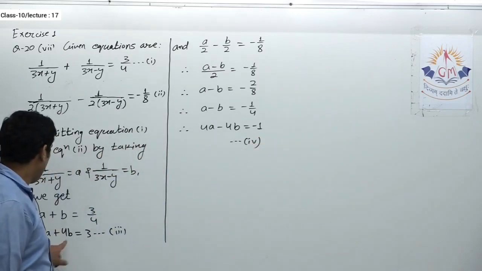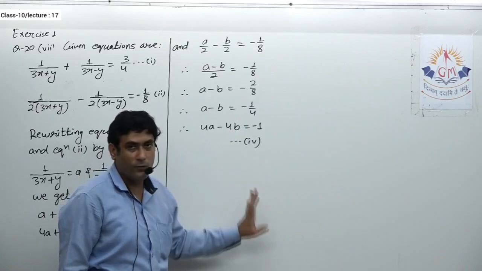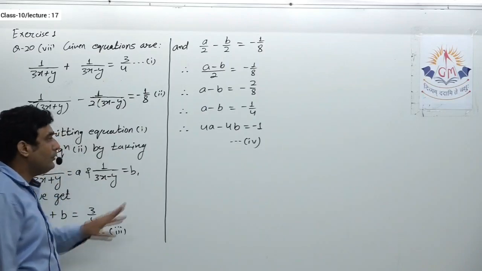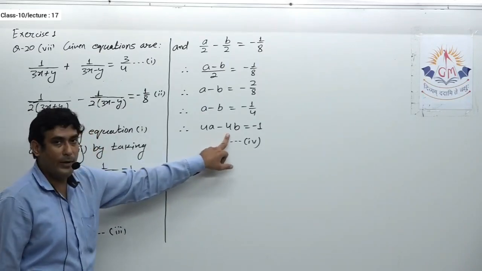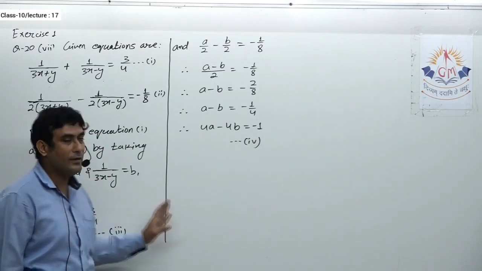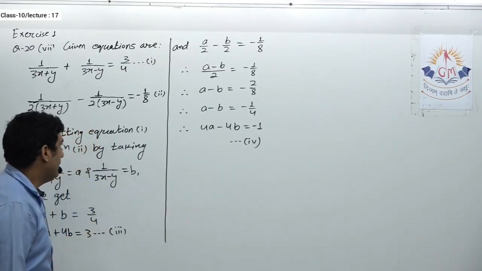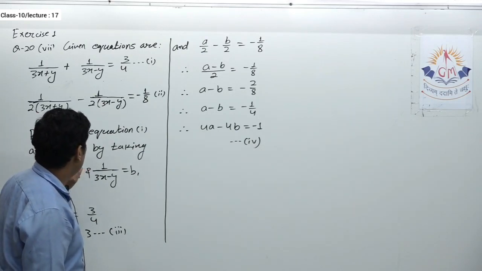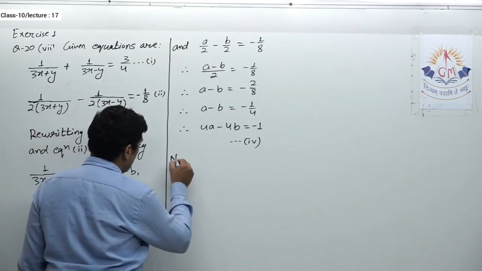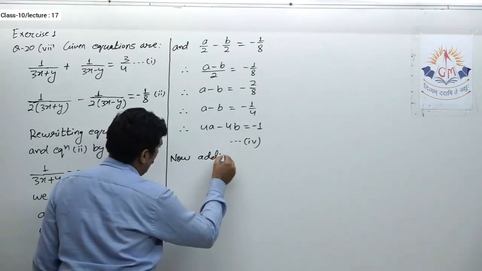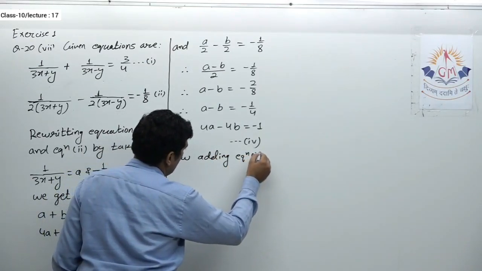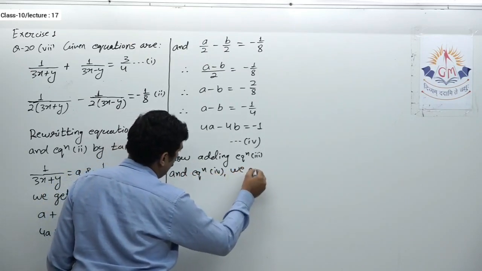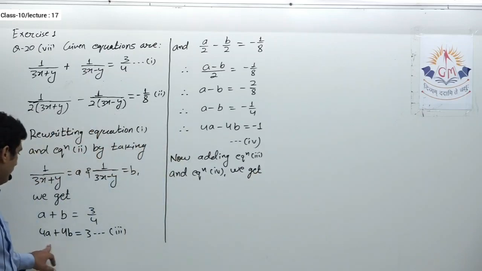Okay, here I got 4a plus 4b equal to 3, here I got 4a minus 4b equal to minus 1. Now you can find it is very easy to simplify further, isn't it? Here we have minus 4b, here we have plus 4b, so definitely we can cancel them just by adding. So let us see how to solve it further. Okay, now adding equation 3 and equation 4.